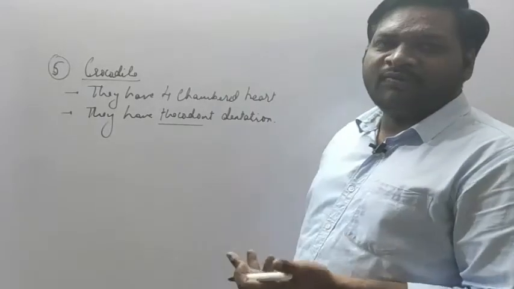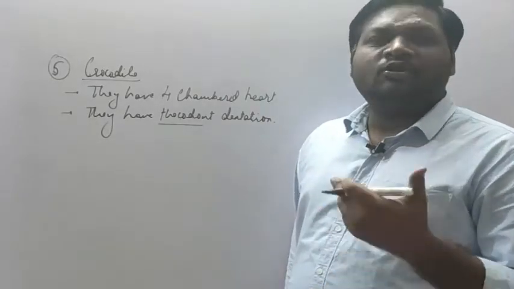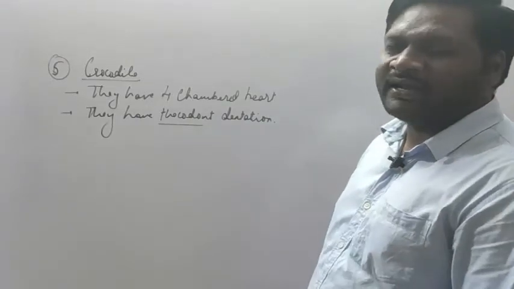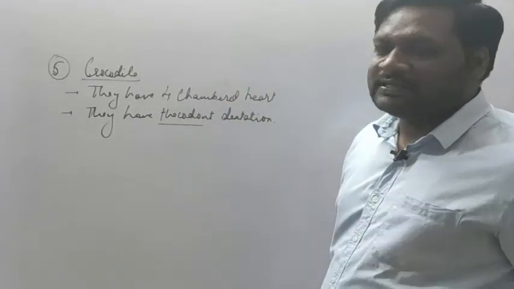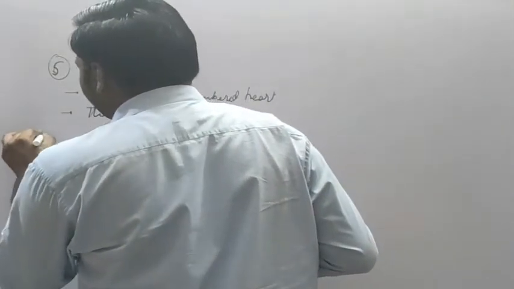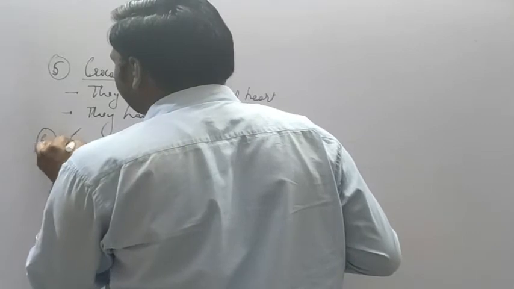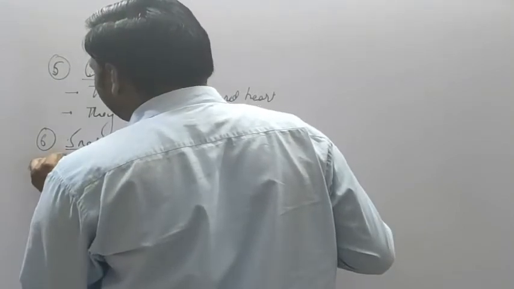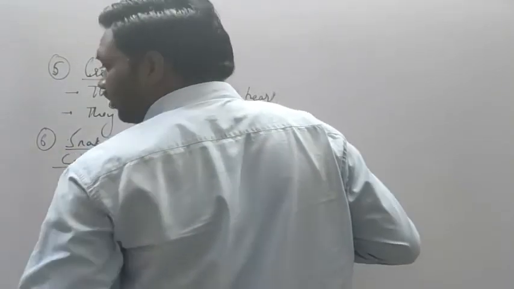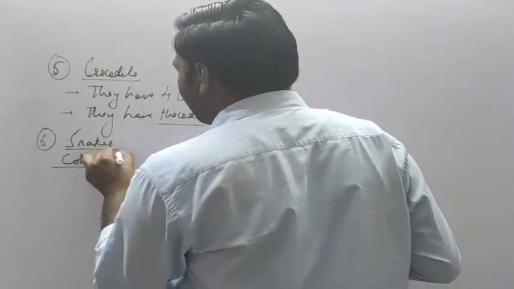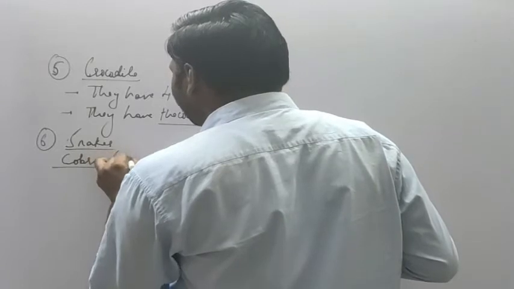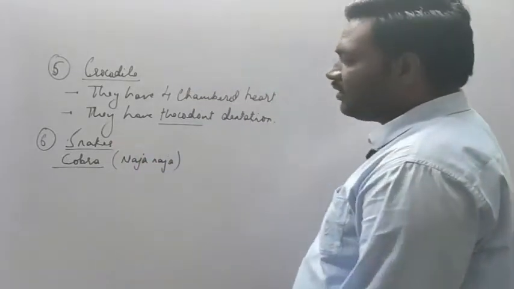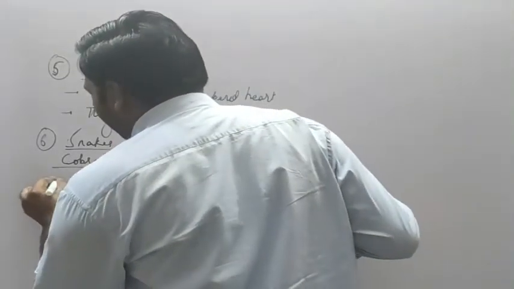And as they are polyphyodont, if the teeth break, they are capable of regenerating again and again. So that is the special characteristic feature in the crocodile, and other characteristics will be similar to those of the reptiles. Then next, another example, that is snakes. In snakes we will discuss the cobra. The scientific name of the cobra is Naja naja. Now next, let's see the characteristics of the cobra.